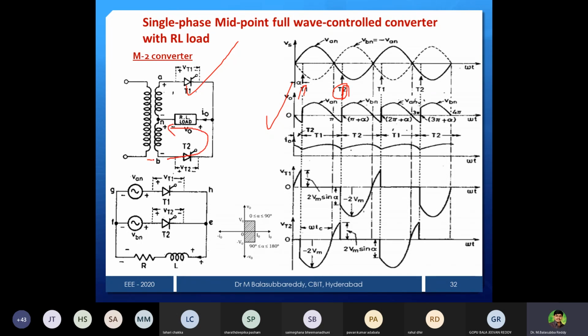Because it is the negative cycle, this is plus and this is minus, it is reverse bias and conduction. Again, the output will be the same as the source. How long? It will not turn off at 2 pi. It will turn off at 2 pi plus alpha, because the inductor is present and will continue to conduct in the same direction.